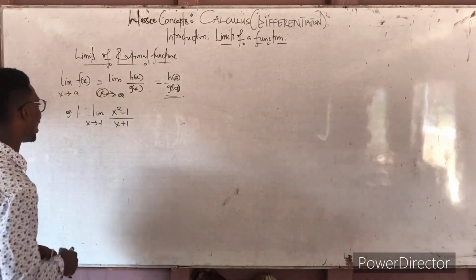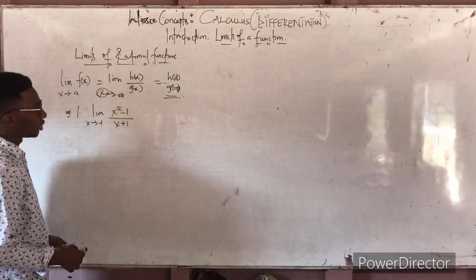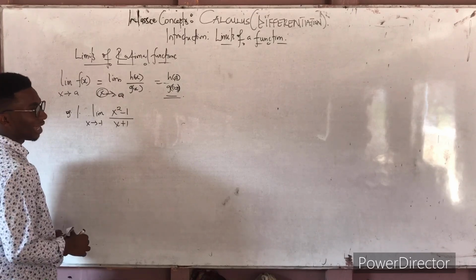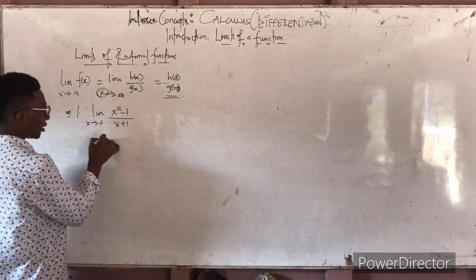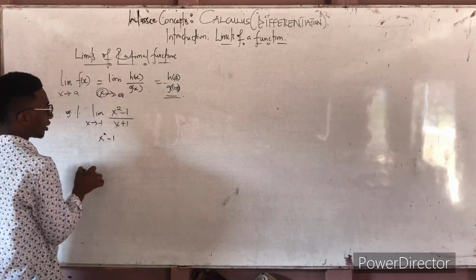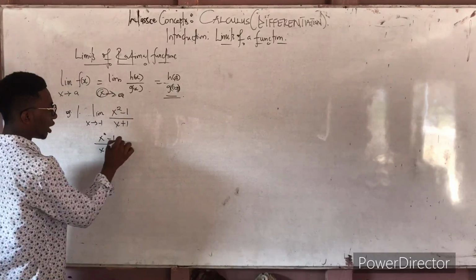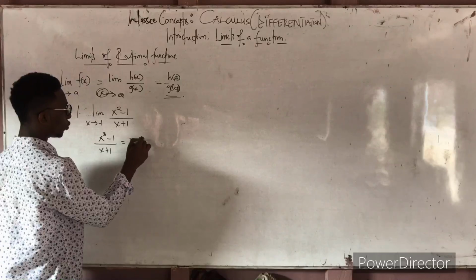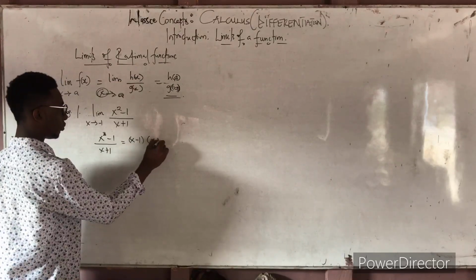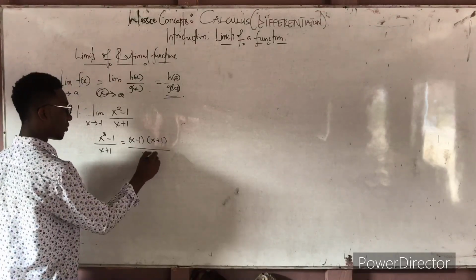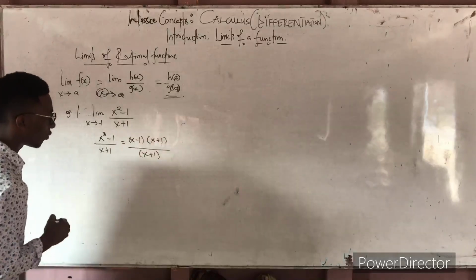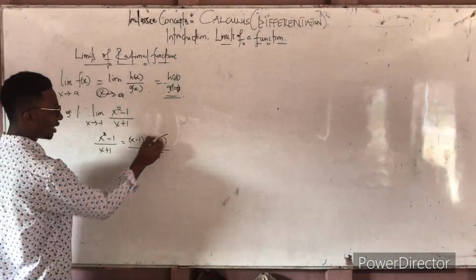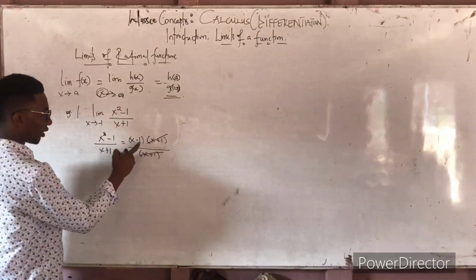So now if we have a question like this, this is a rational function. We can simplify it further down. So the x squared minus 1 divided by x squared plus 1 can be simplified to x minus 1 into bracket x plus 1, divided by x plus 1. So now when you do this, the x plus 1 can take this x plus 1 away. So finally we get what?